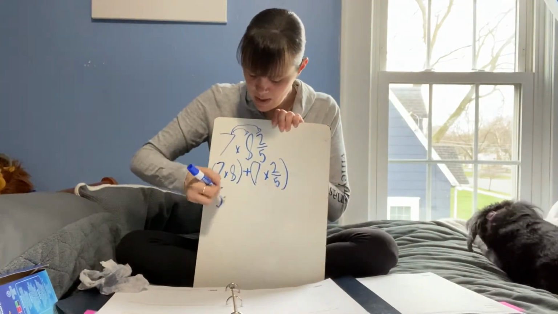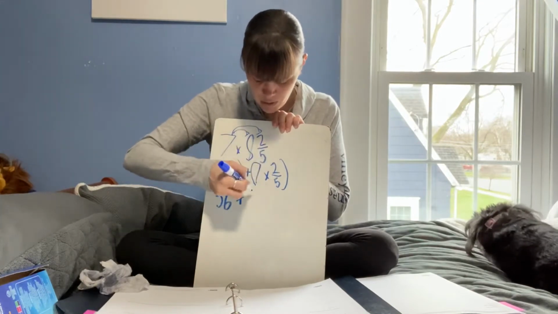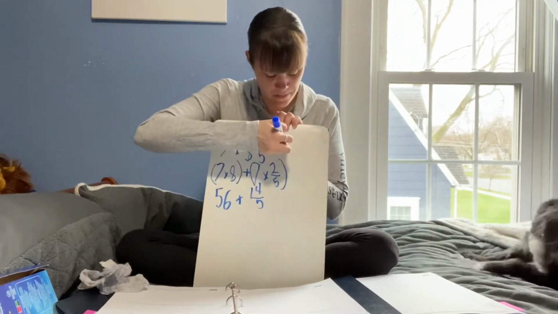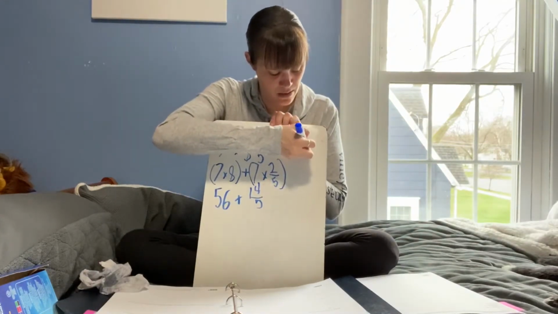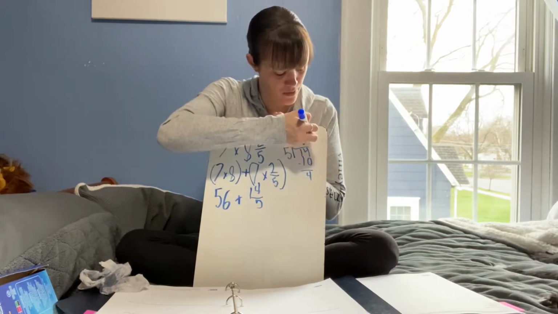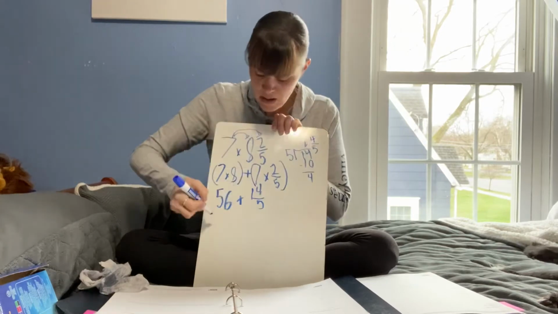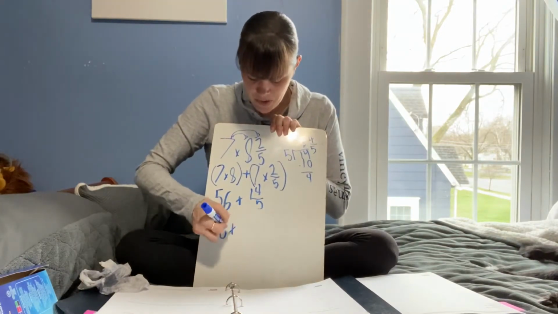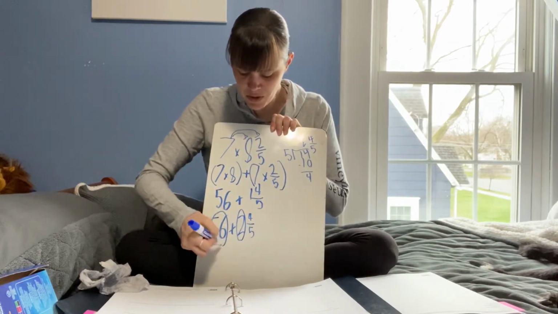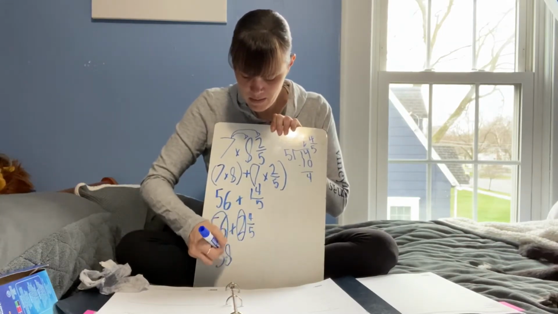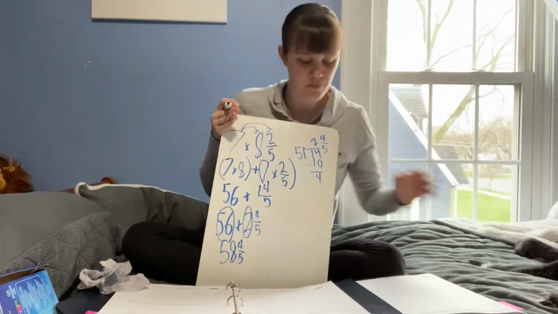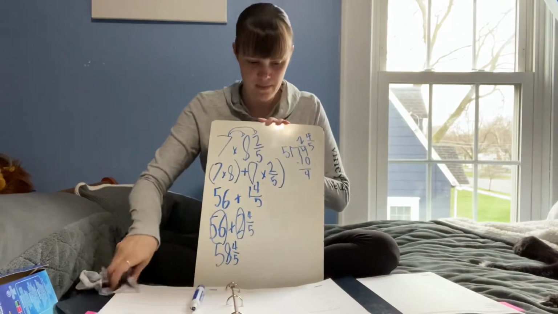So 7 times 8 is 56 plus 7 times 2 is 14/5. That looks terrible, but 5 into 14 twice. We subtract, we have 4/5. So 56 plus 2 and 4/5. Add my whole numbers, we have 58 and 4/5. Look good? Looks good. Let's practice another one.